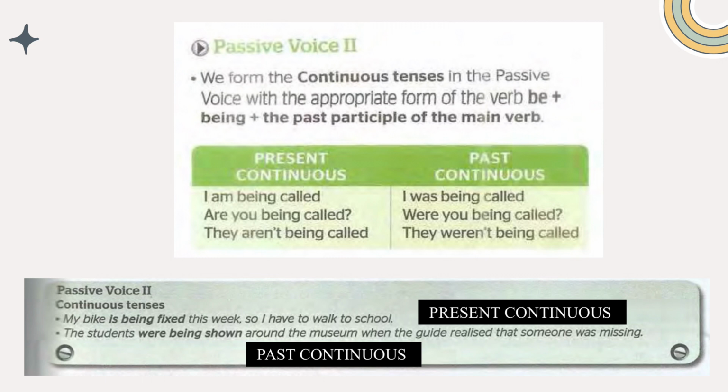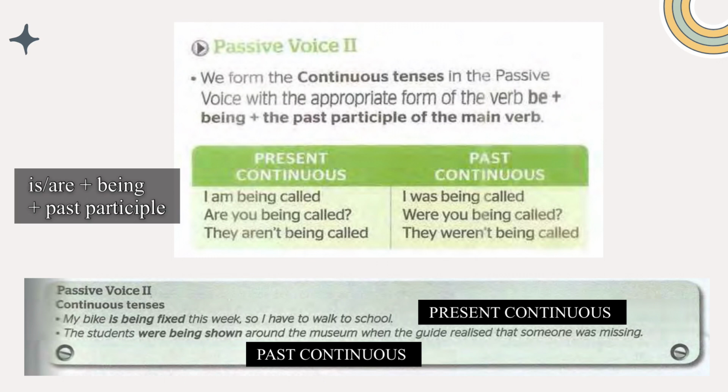Okay, class. For passive voice in continuous tenses, for the present continuous and past continuous, the formula is the same, which is verb be plus being plus the past participle. But for the present, we use is or are plus being plus past participle. And for the past continuous, we use was or were plus being plus past participle. Okay, I hope that is clear.